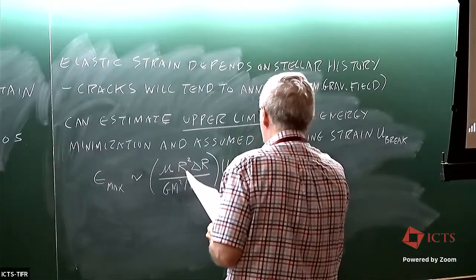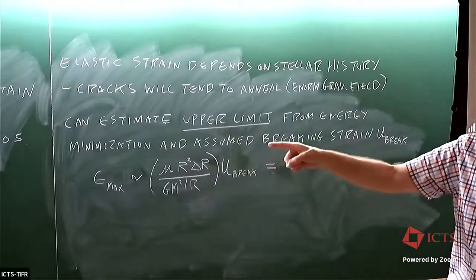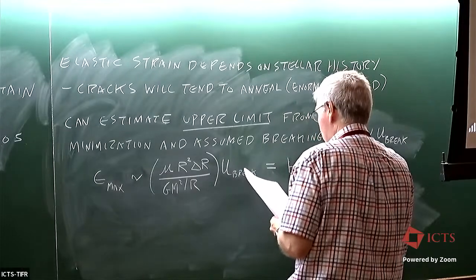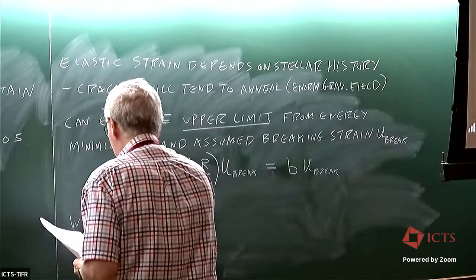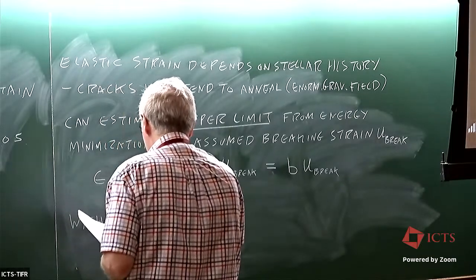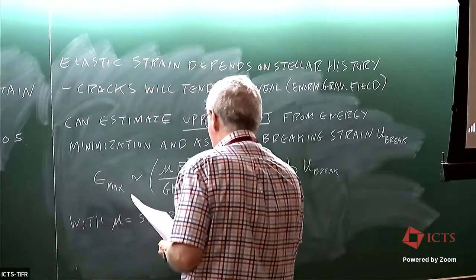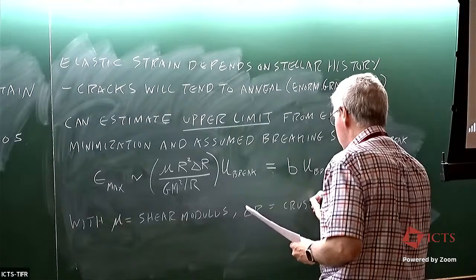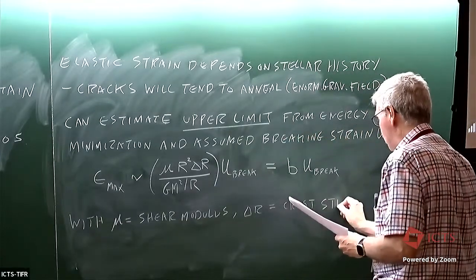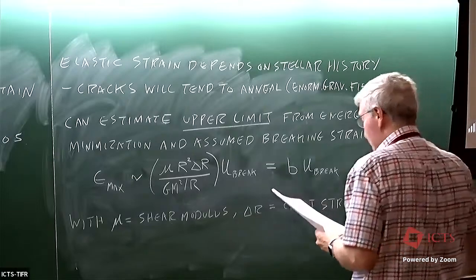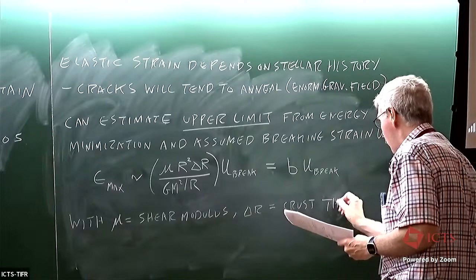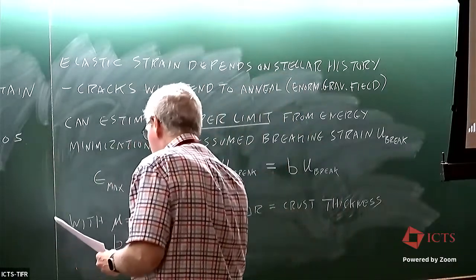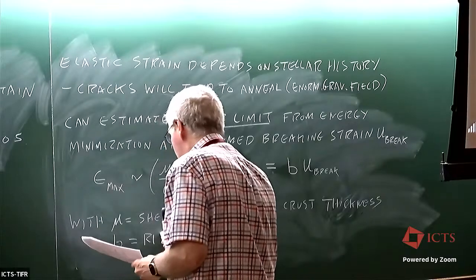And in fact, let me simplify this by just calling everything in parentheses a parameter B. So B times U break. Now the parameters I've introduced here are, first of all, mu is the shear modulus for the crust, and delta R is the crust thickness. Remember, this is where the elastic strain is applicable. We need to have a solid crust for that to even matter. Otherwise, we have a liquid. And this parameter B, this shorthand, is known as the rigidity parameter.